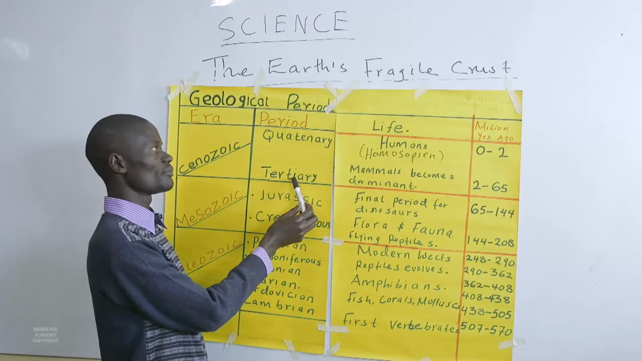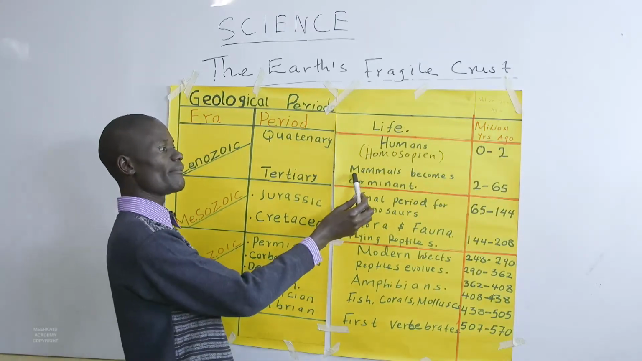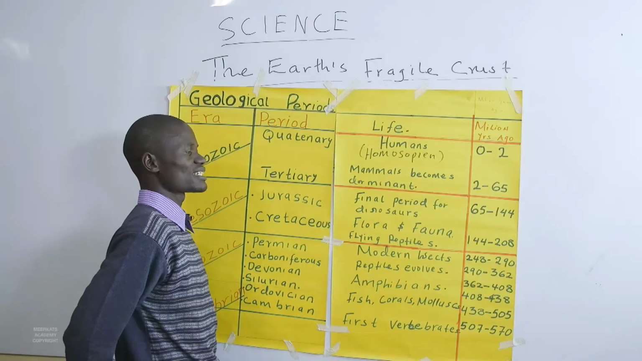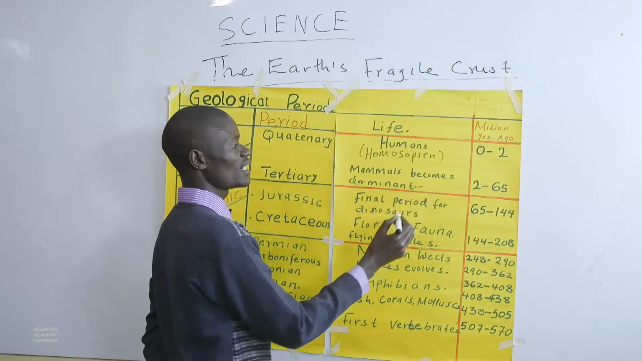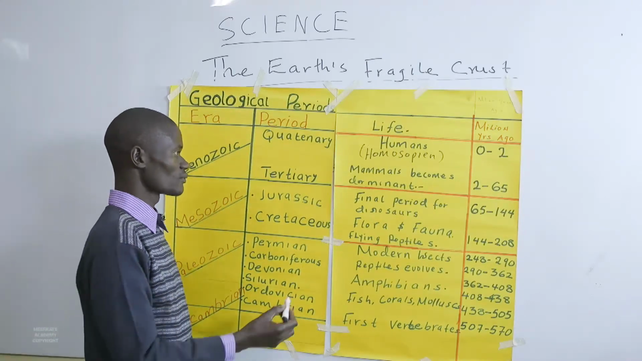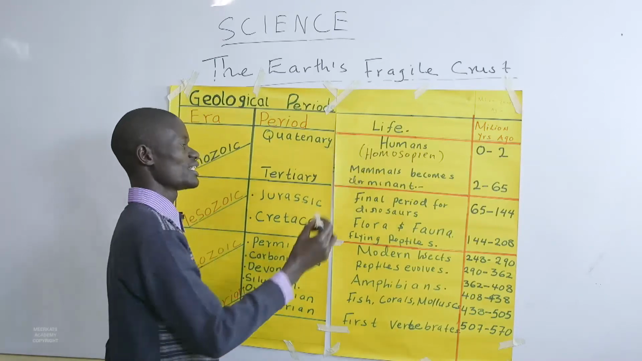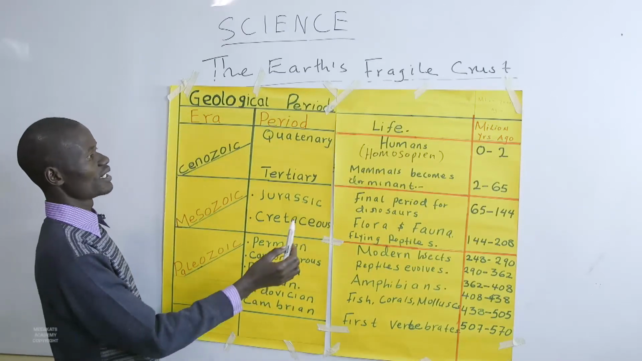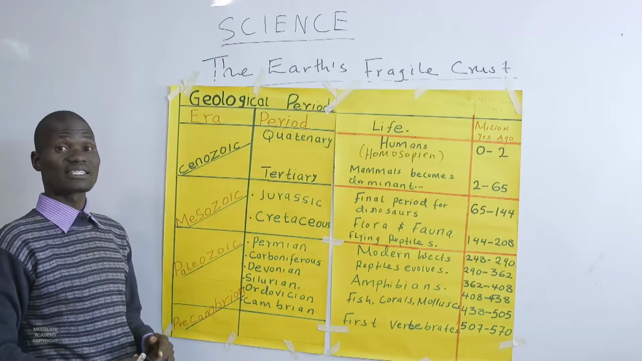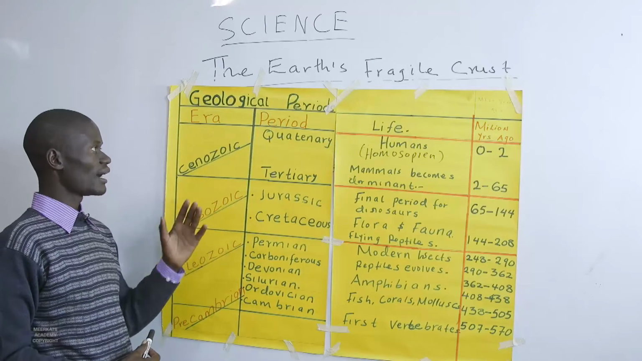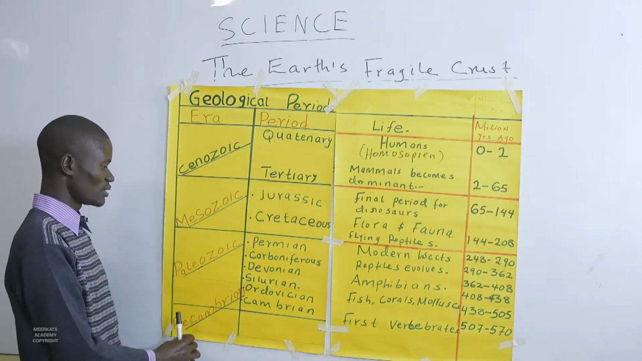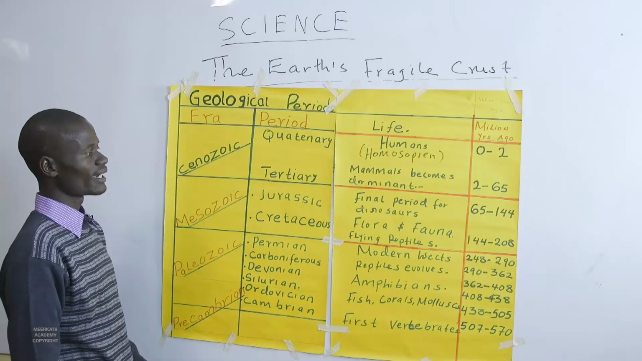And the Tertiary period is where mammals became so much dominant. The type of mammals we are talking about here is the dinosaur and the kangaroo. Those are the two periods over which these types of life were. And this is the more recent era of the geological period. As we descend, this takes longer years.